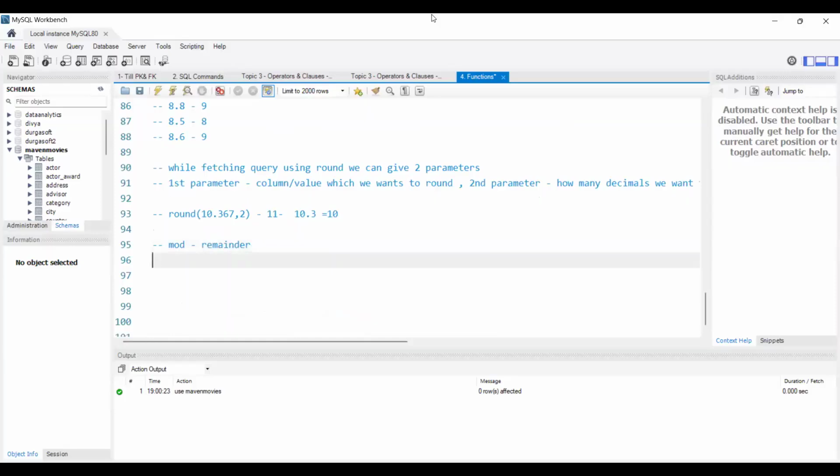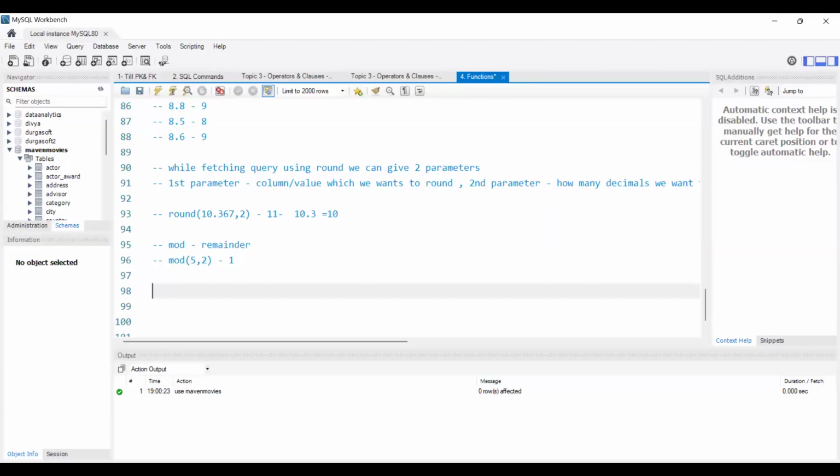Whenever we use mod, it will just display the remainder of that value. For example, if I say mod of any number, like 5 comma 2, what will be the remainder? Obviously 1, right? Like that, it will display the remainder value. In real time we mostly won't use this, but as we have this function, we need to know.